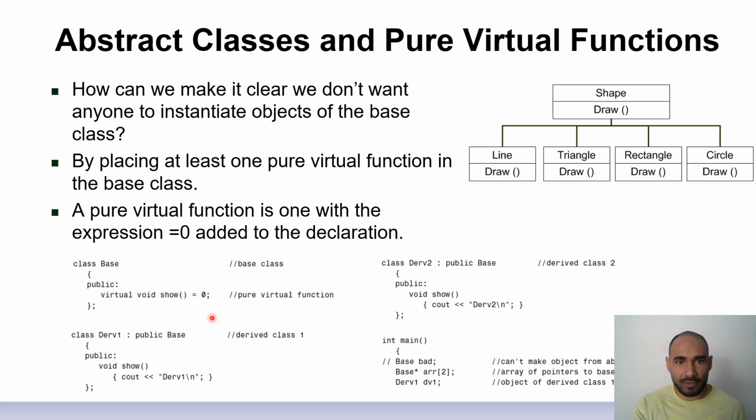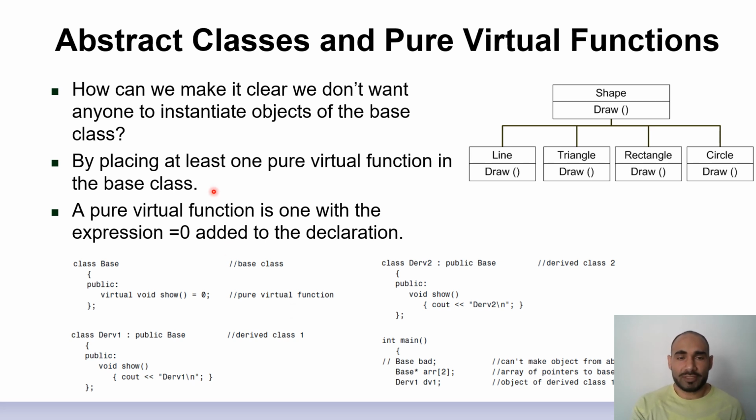Once you have a class definition that contains a pure virtual function, this class becomes an abstract class, and you cannot create objects of this class. For example, here in the main, if you try to create an object of the base class, named bad, you can't do that. The compiler will complain. So this class only serves as a template for the other derived classes, and this is the only way to enforce that you can't make objects from this class.